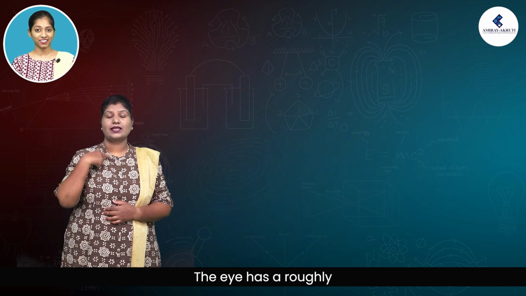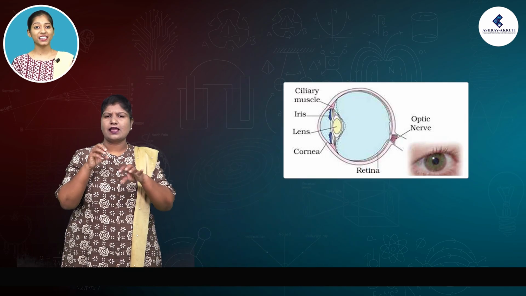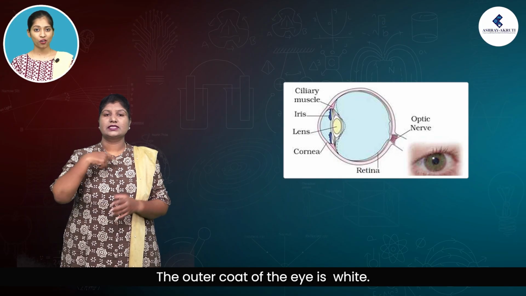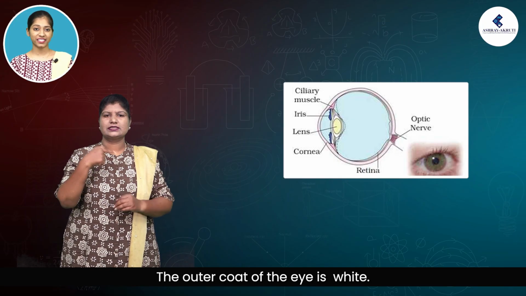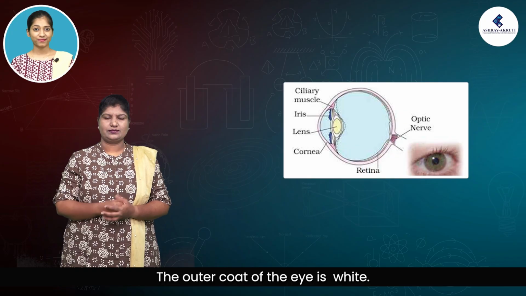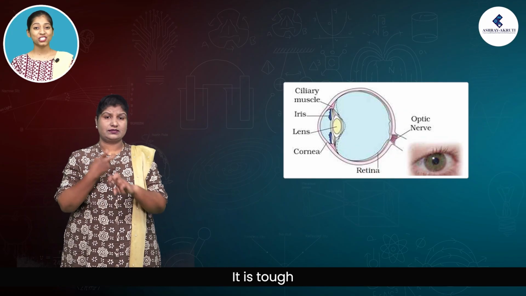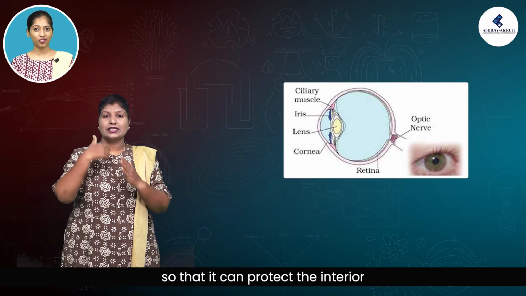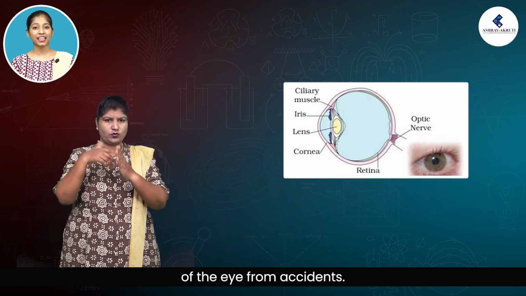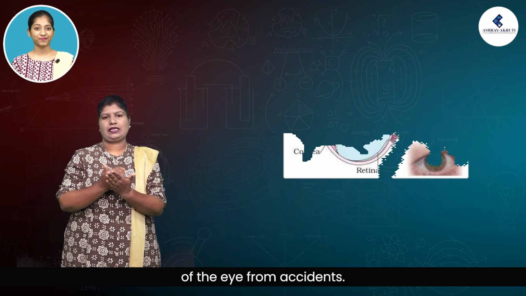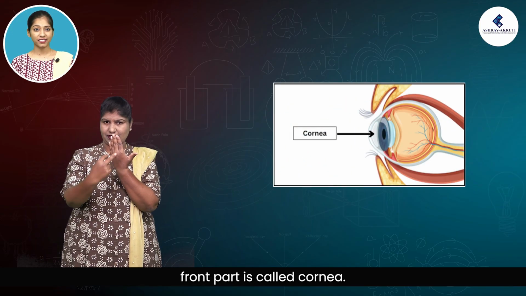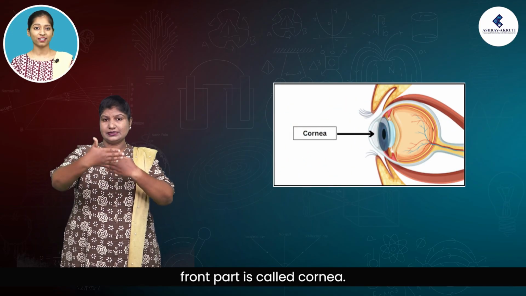The eye has a roughly spherical shape. The outer coat of the eye is white. It is tough so that it can protect the interior of the eye from accidents. Its transparent front part is called cornea.